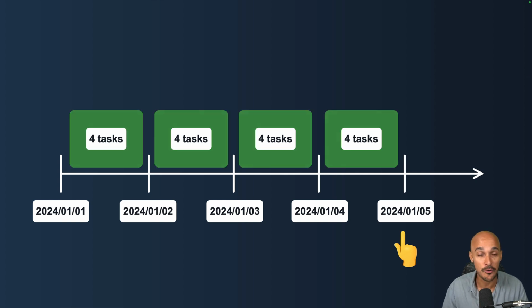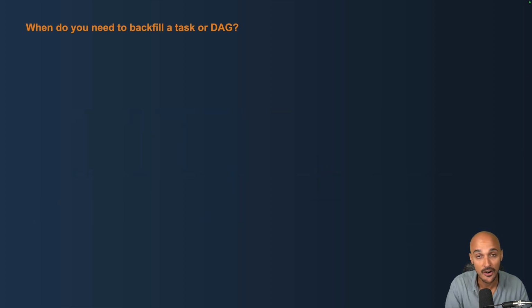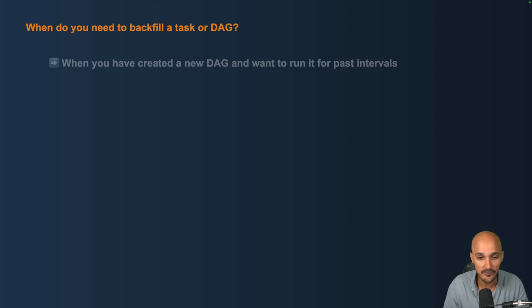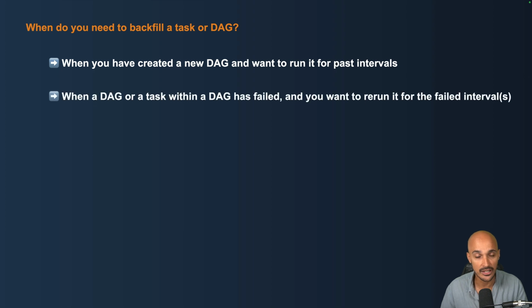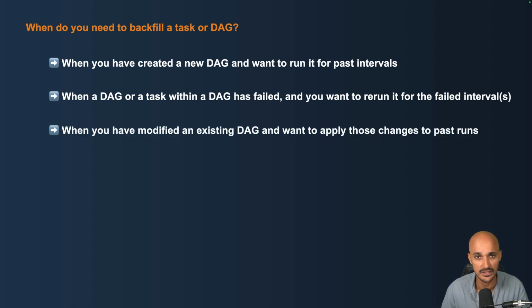The next question is, when do you need to backfill a DAG or a task? First, you may need to backfill a DAG when you have created a new DAG and want to run it for past intervals. This is pretty classic. Another reason is when a DAG or task within a DAG has failed and you want to rerun it for the failed intervals. This is pretty common, unfortunately. Also, if you have modified an existing DAG and want to apply those changes to past runs, you need to backfill your DAG. For example, when adding a new task or changing dependencies and so on.